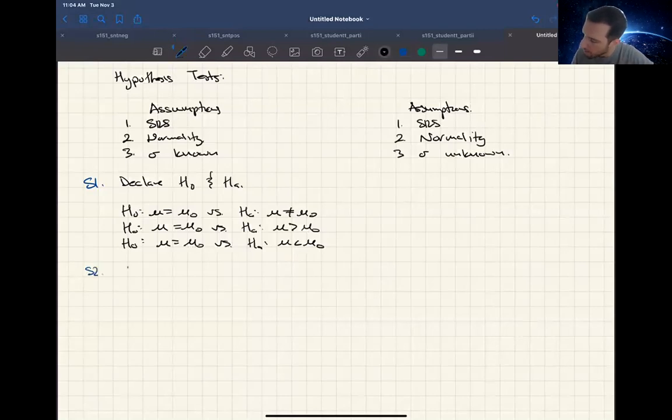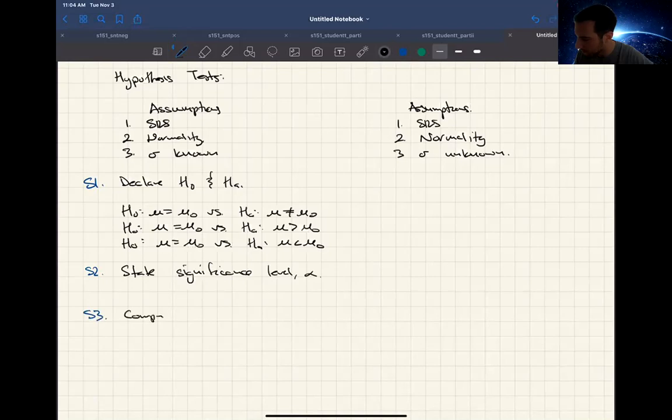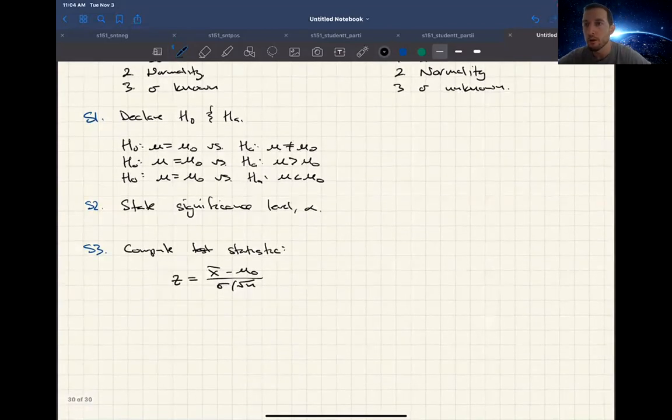Okay. On the second step, we state the significance level, which is alpha. That's given to us in the problem. On the third step, we compute the test statistic, which in this case is z equals x bar minus mu 0 over sigma divided by the square root of n. We're using a z-score here because we have sigma in the third assumption. Like with the confidence intervals, when sigma is known, it's a z-score. When sigma is unknown, it's a t-value.